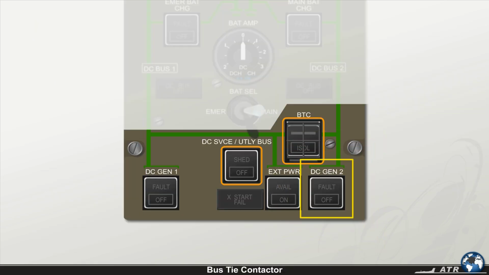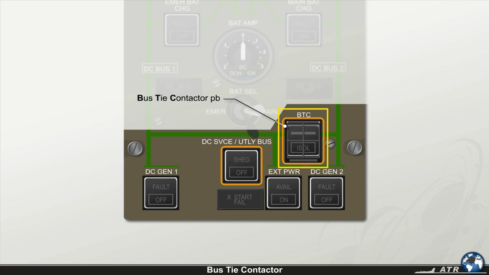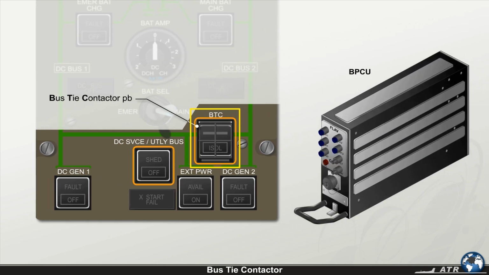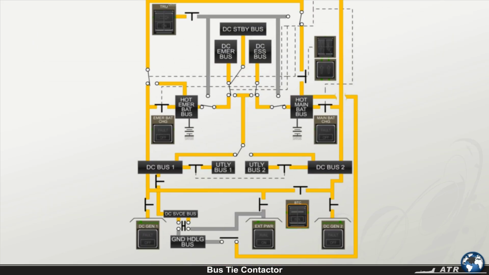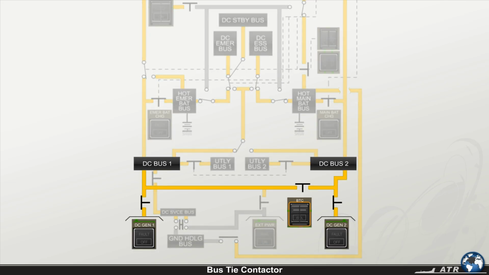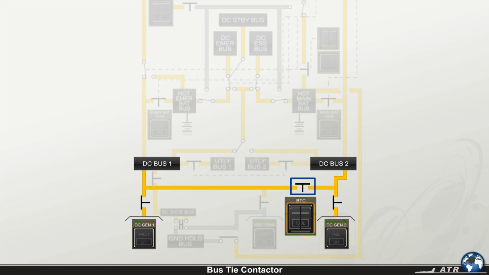Located above the DC Generator 2 push button is the standard released and dark bus tie contactor push button, which is protected by a spring-loaded guard. In released position, the bus tie contactor is automatically commanded by the bus power control unit according to network situation, which results in one of the following. Under normal operating conditions, which include both engine-driven DC generators operative, the bus tie contactor is commanded open, and each bus is supplied by its associated generator.